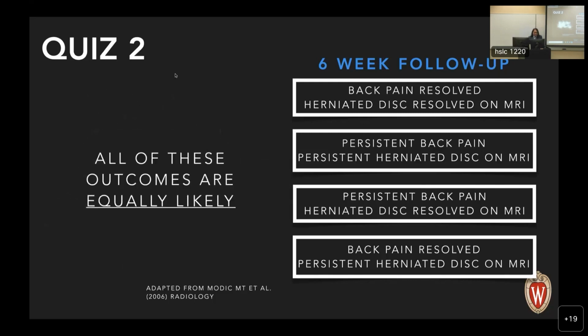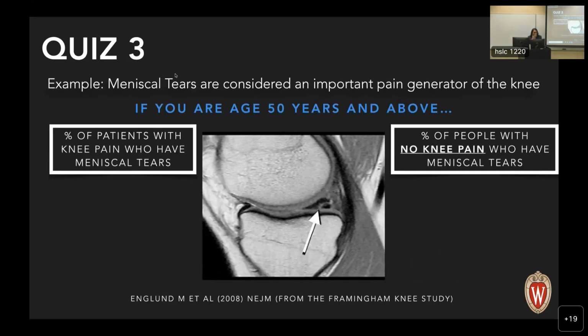Turns out all these outcomes are equally likely. So again, I see this every day, maybe 10s, maybe 20 times a day, where I'm looking at a herniated disc. I have no idea if that has anything to do with the price of rice in China. So it's very frustrating to me. I can't tell you. And that study showed there are people with discs who are not having any pain. And this is not, of course, unique to the spine world. We see this in the joint world.